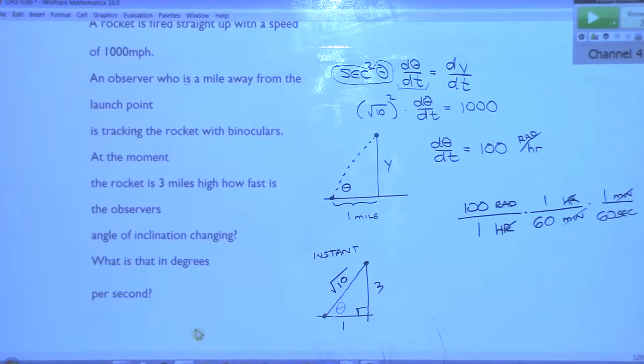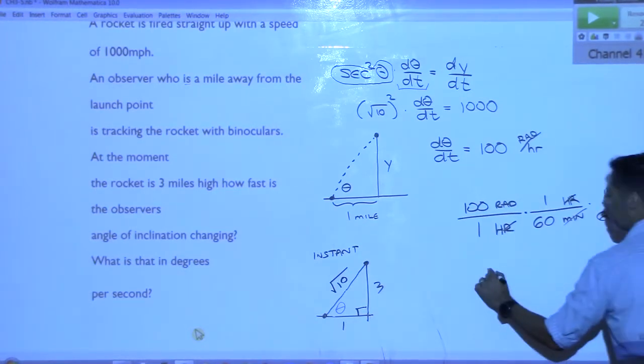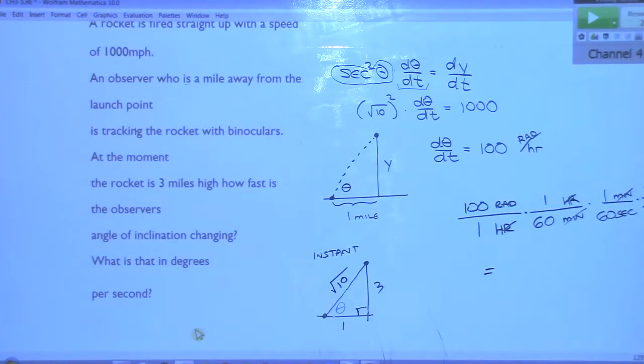How do we get from radians to degrees? You multiply by 180 degrees and divide by pi. So let's write pi radians, so that you can see that the radians cancel. I don't have my calculator, so maybe someone can do this for me. You're going to do 100 times 180, and then divide that by 3,600 times pi.